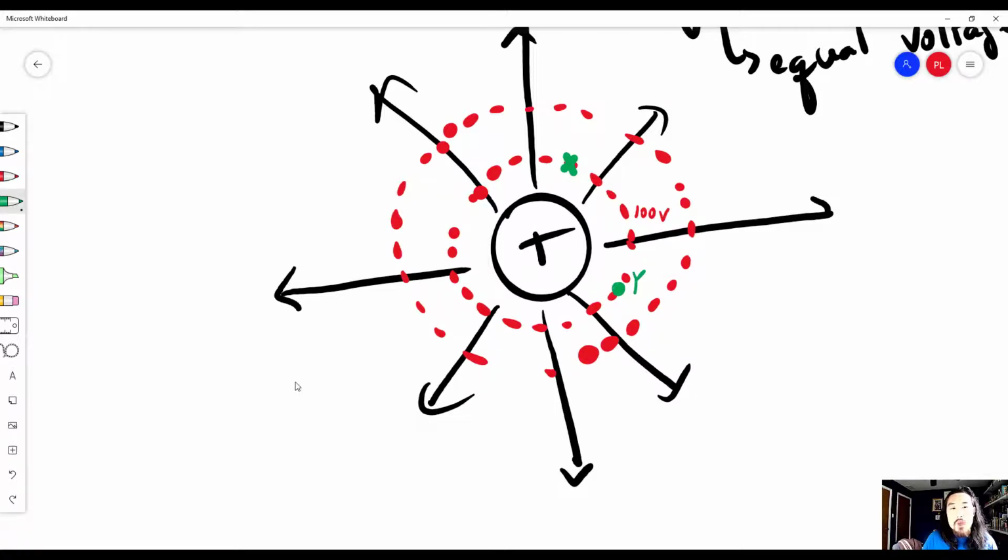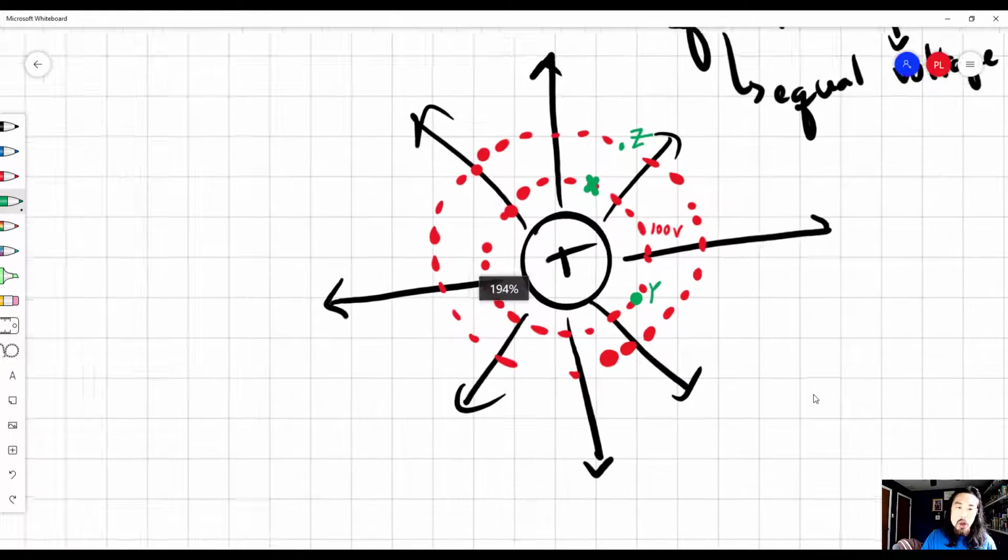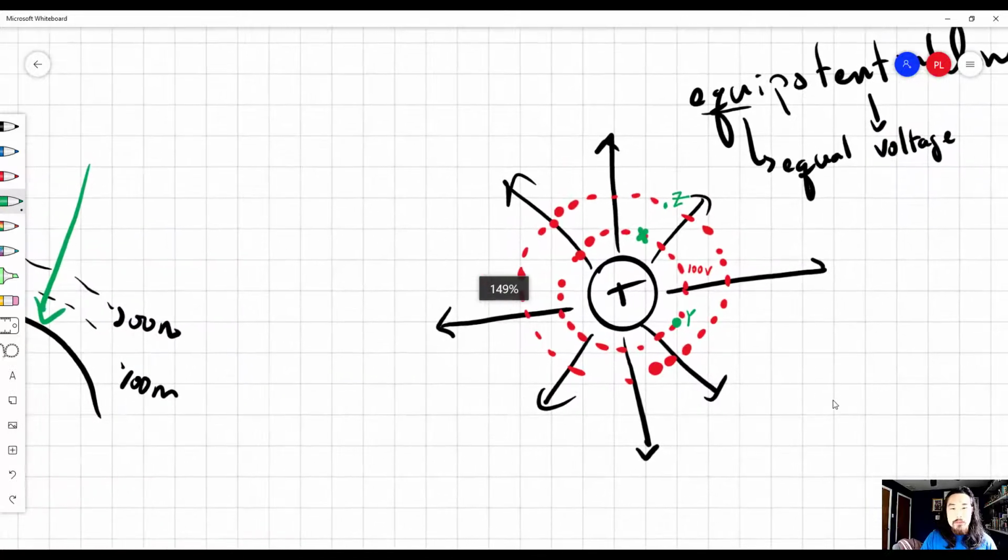Now, if I were to go from X to, let's say, up here, which is Z, I will have a change in voltage. And that is because it is a different equipotential line. Okay? So the equipotential lines tell us the same voltage. So all along, we have the same voltage.